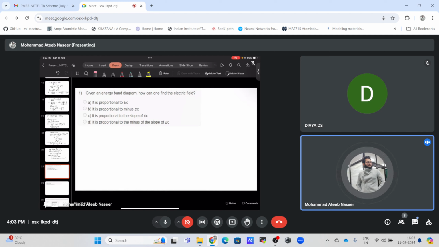So let me give you a hint. The hint is like this: the electric field is the spatial derivative of the potential. By spatial, I mean, for example, that d by dx of some potential is the electric field. I'm just giving some hints about this problem.